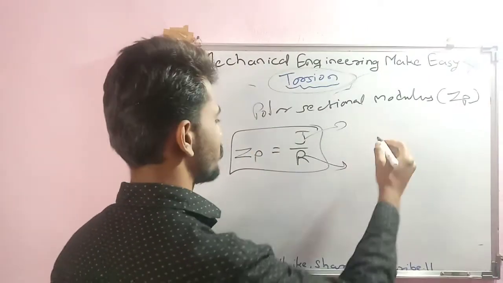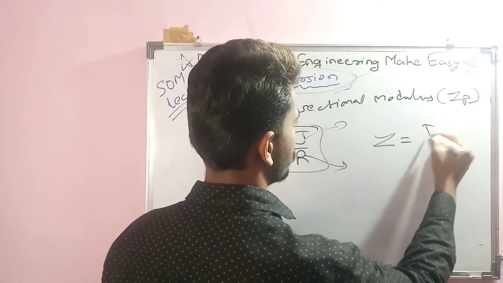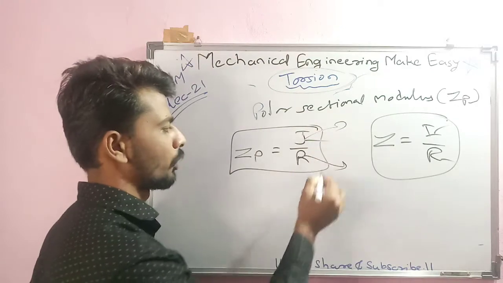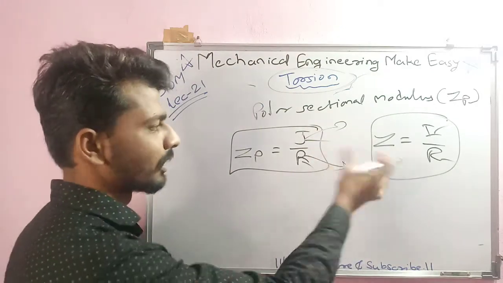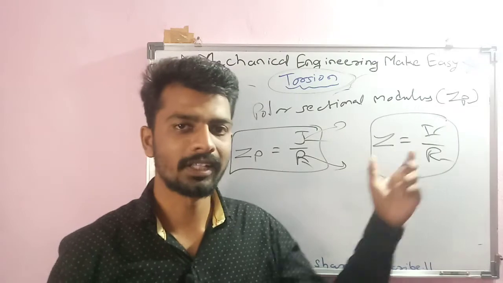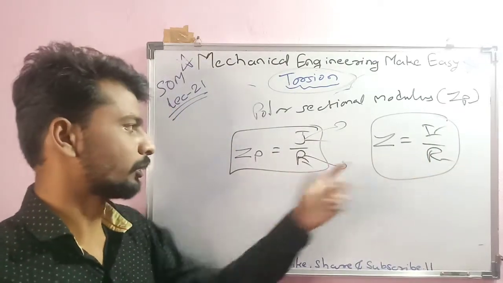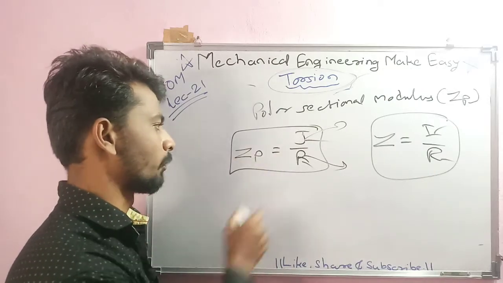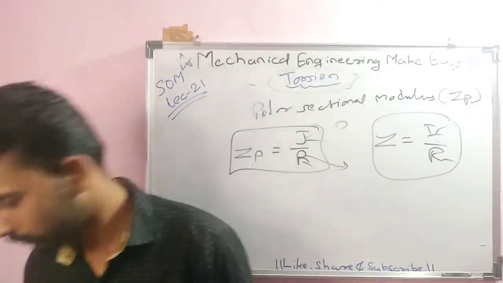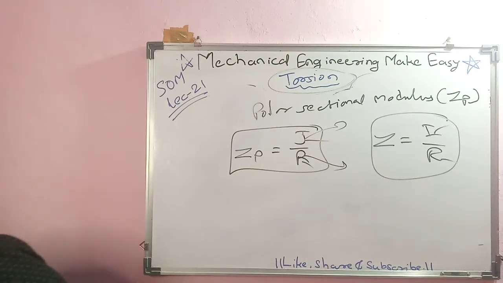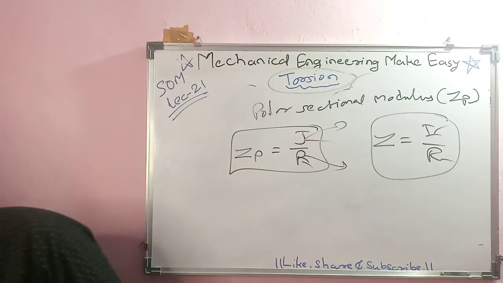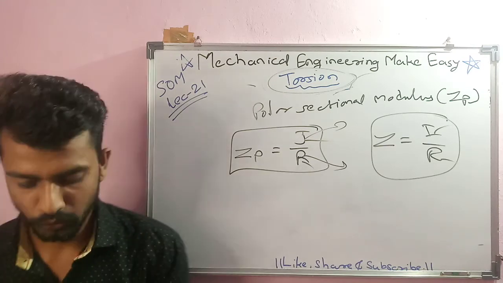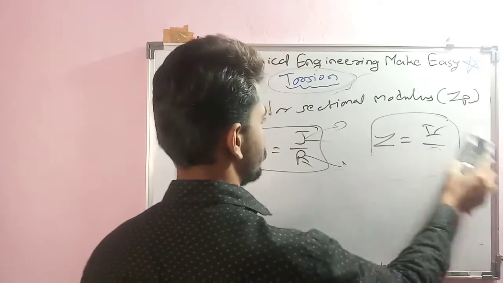In case of bending stress we studied Z, which was I by R, that is moment of inertia upon radius. Here it is the polar moment of inertia upon radius. So you can comparatively understand both the concepts. Write down this formula also. The first formula we studied previously, and this formula, the polar sectional modulus equal to J upon R, we have newly studied now. It has a unit of mm cubed or meter cubed, depending on the units we have taken for the calculation of J and R.